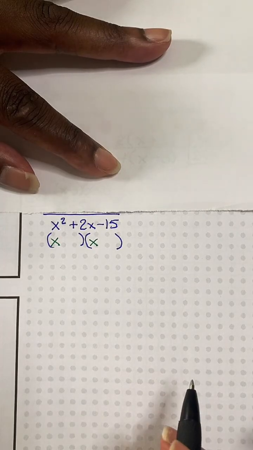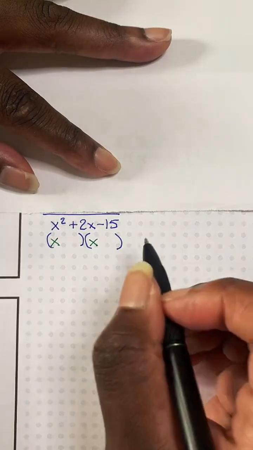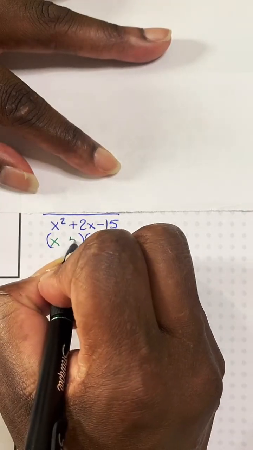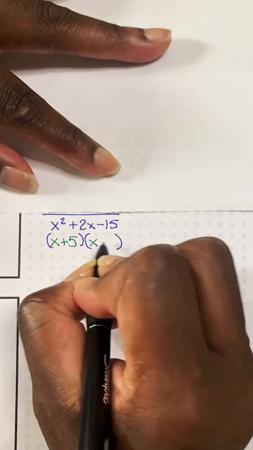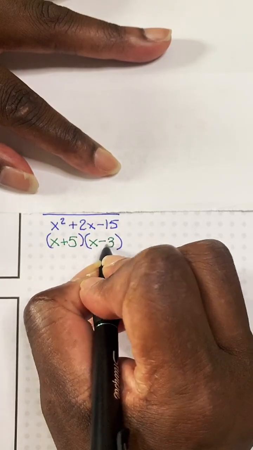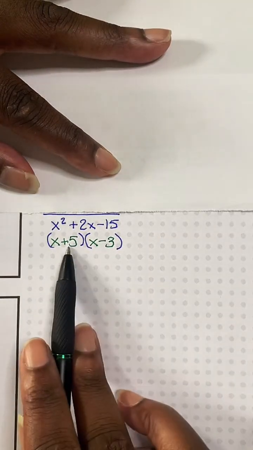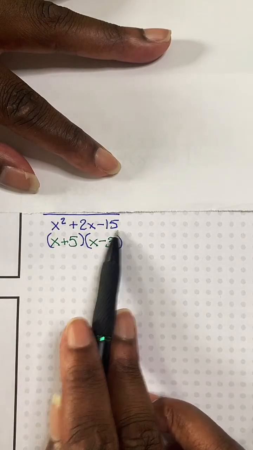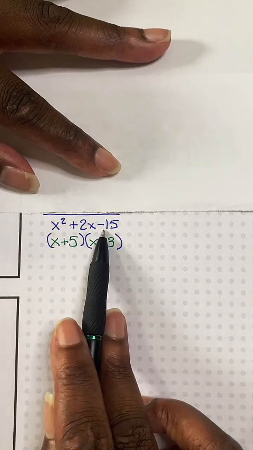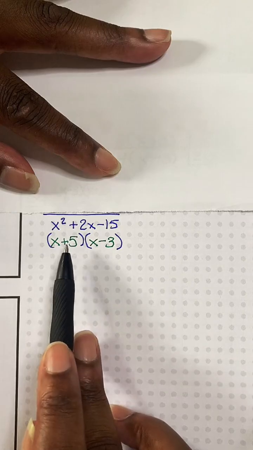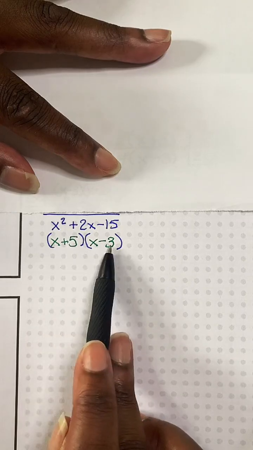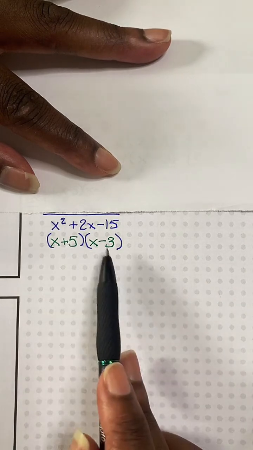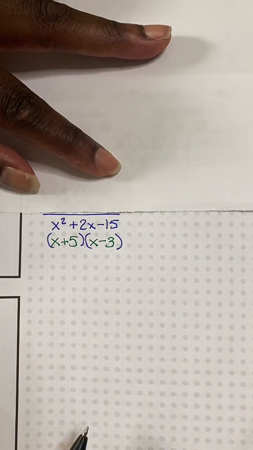So now, I agree. Positive 5, negative 3. Okay. Because positive 5 times a negative 3 gives me a negative 15. When the signs are different, your answer is negative. But when you have adding, when the signs are different, you're basically subtracting. So 5 minus 3, that gives me my positive 2.